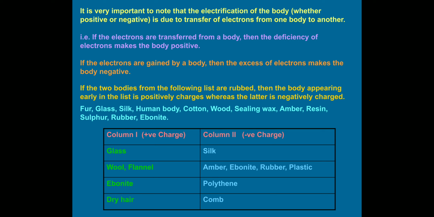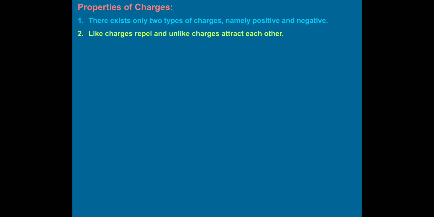So if you rub your dry hair with the comb, then your dry hair will be positively charged and the comb will be negatively charged. Properties of charges. There exist only two types of charges, namely positive and negative. Like charges repel and unlike charges attract each other. Charge is a scalar quantity.